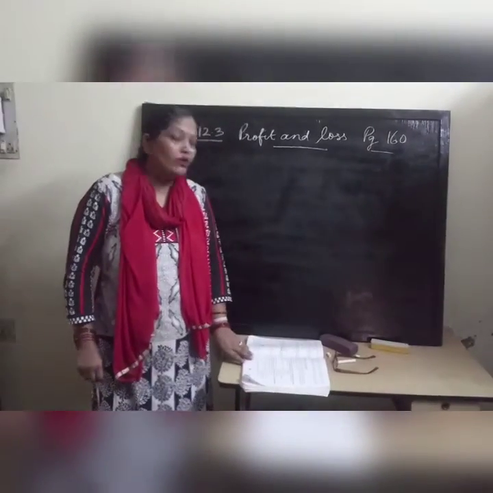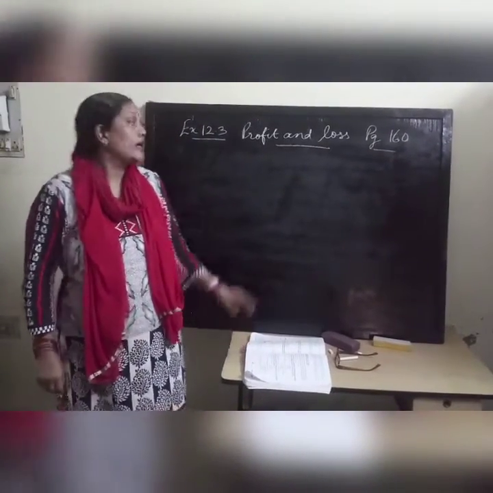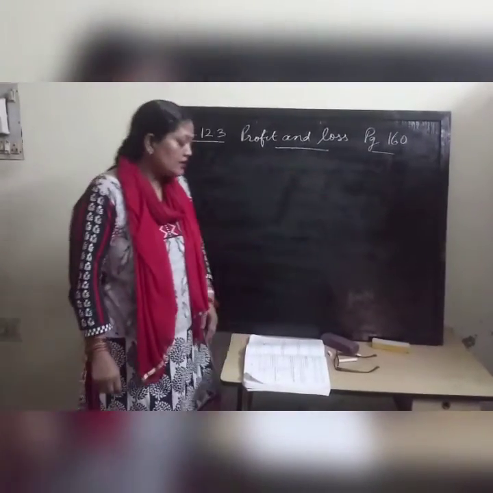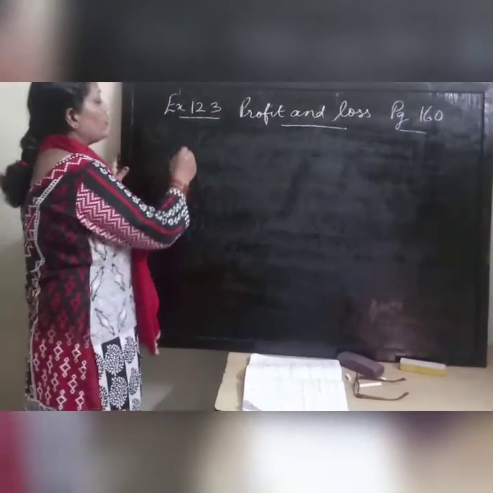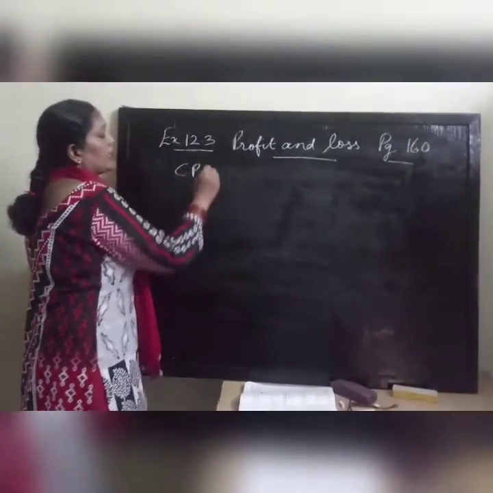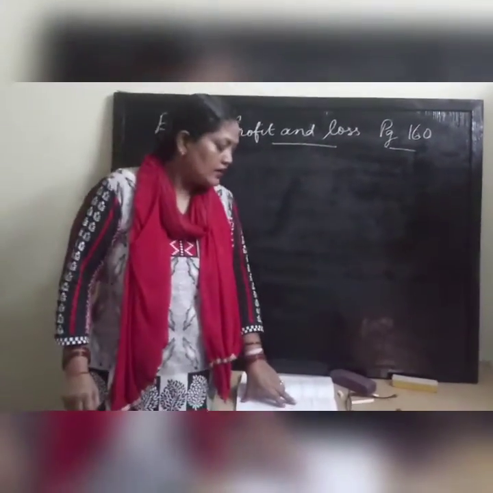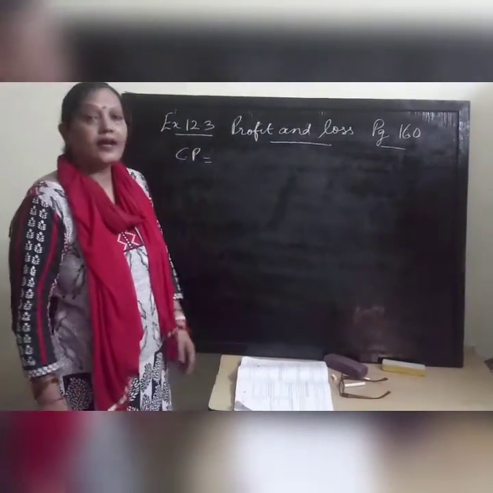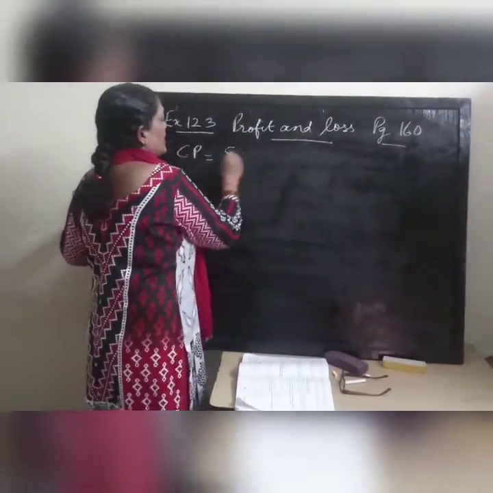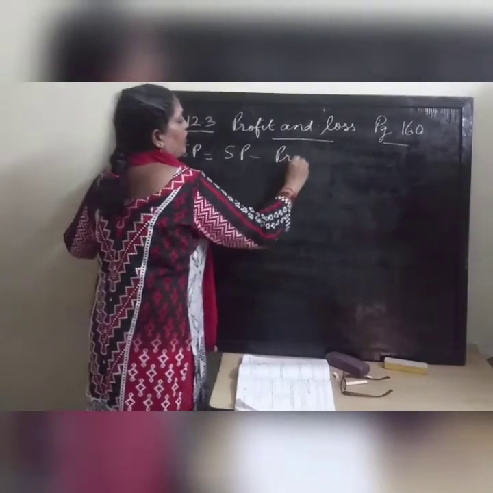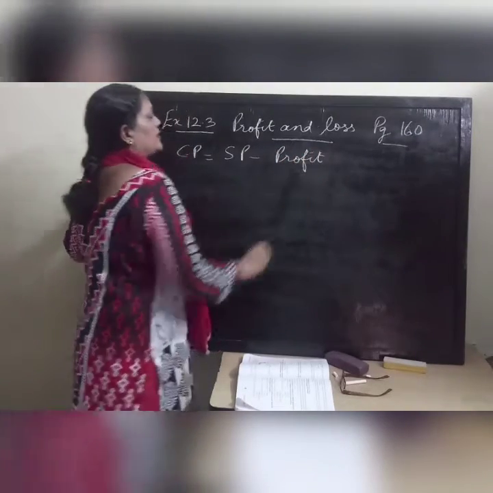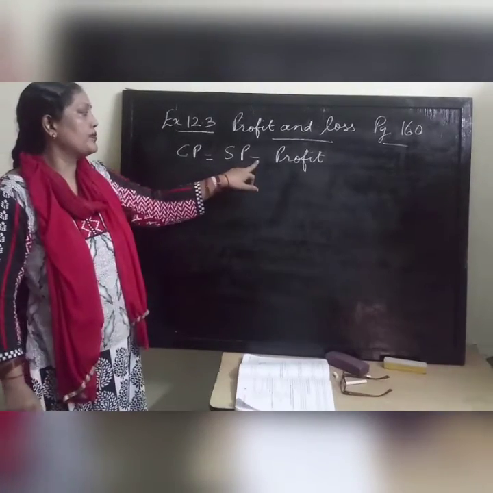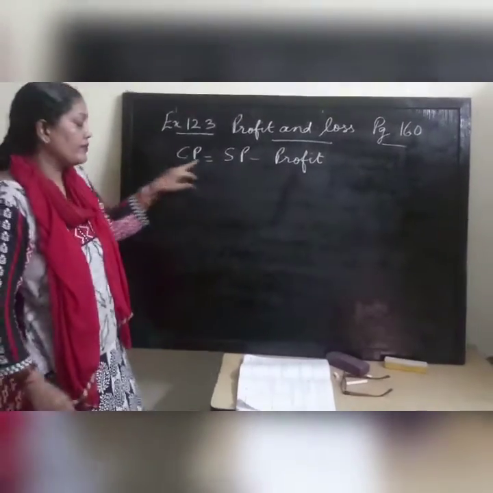Today we are going to continue profit and loss exercise 12.3, page number 160. In this exercise we will learn how to find the cost price. If profit is given, then cost price will be less. For less we have to subtract it from selling price. Selling price minus profit. If profit is there, then our cost price is less.